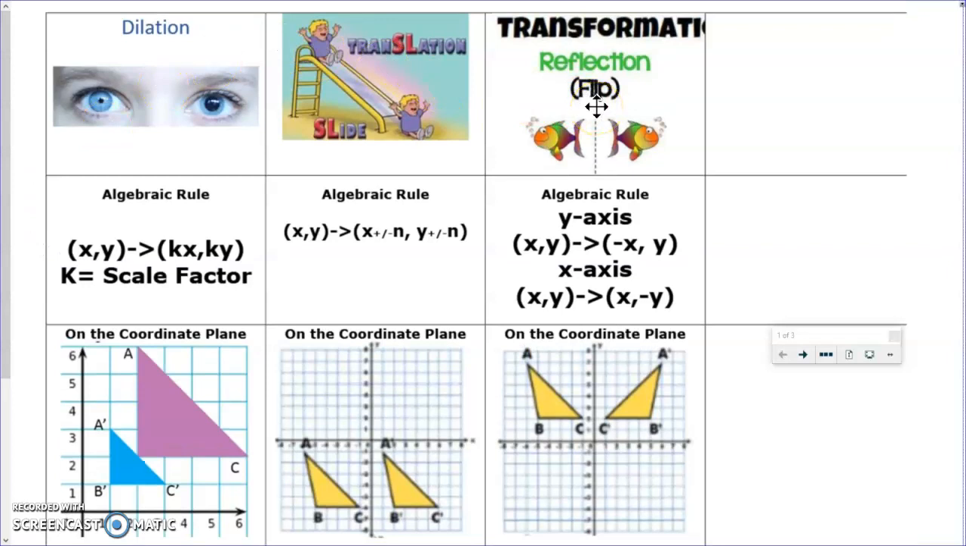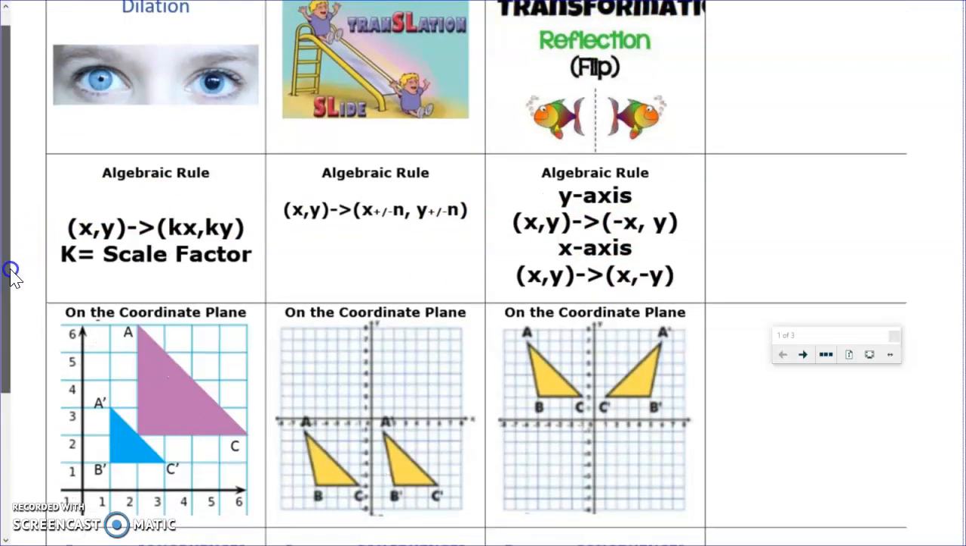Then you have reflections. That's just simply when you reflect an image over the x or y axis. So if you reflect over the y axis, your x value changes, and if you reflect over the x axis, your y value changes and becomes the opposite.